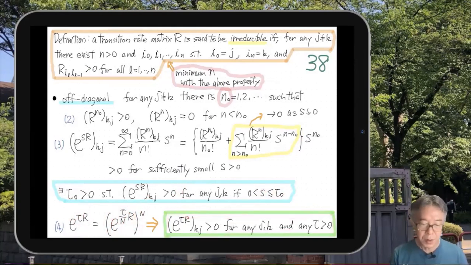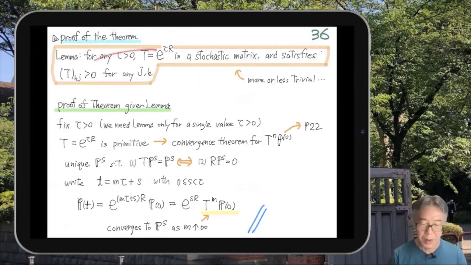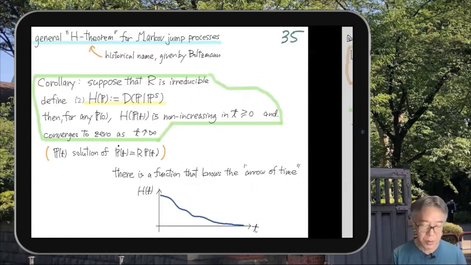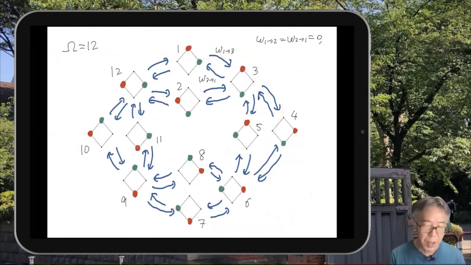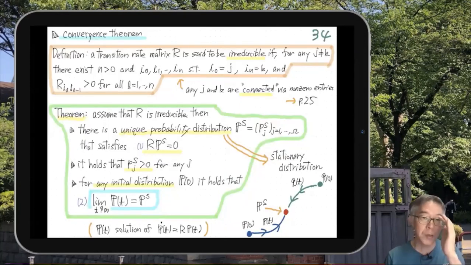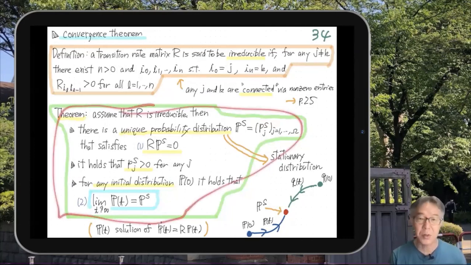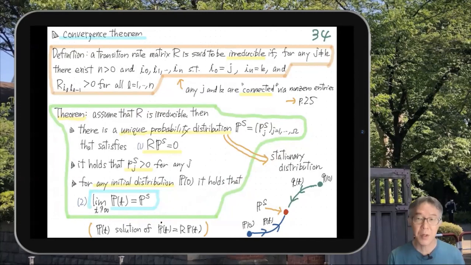Good. So this lemma has been proved. And more importantly, we have proved this convergence theorem. Okay. So now we are treating a very general Markov jump process with time-independent R with this irreducibility condition. But this irreducibility is satisfied in many cases, including this example, but not only that, many examples. And with this very simple condition, we do have this very strong convergence theorem, and it has been proved.